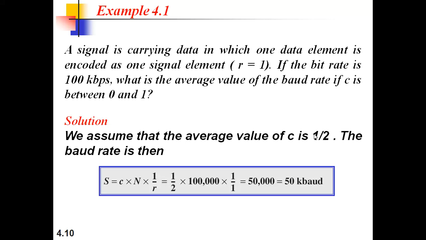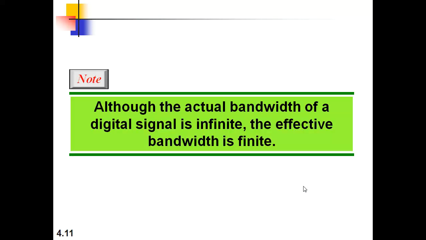The bit rate is 100 kbps, which is 100 into 1000, that is 1 lakh, into 1 by r. The r value is 1 here, so 1 by 1. So totally 50 kilobaud is the answer. Note that although the actual bandwidth of a digital signal is infinite, the effective bandwidth is finite.